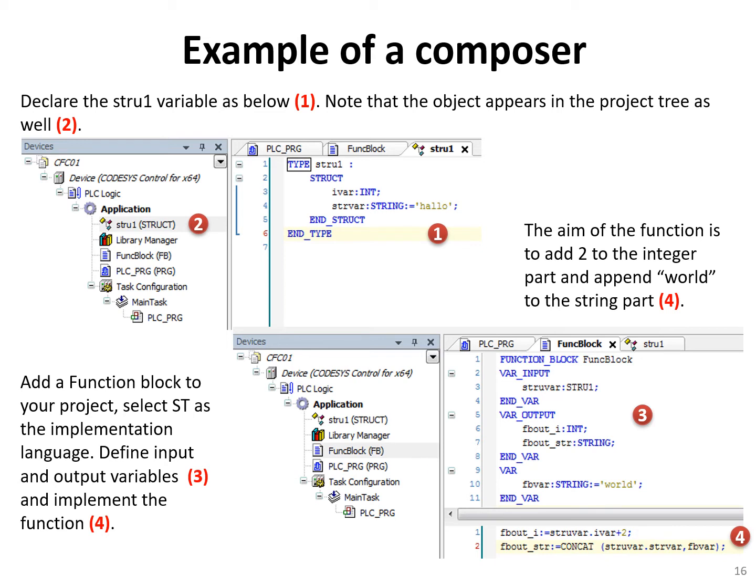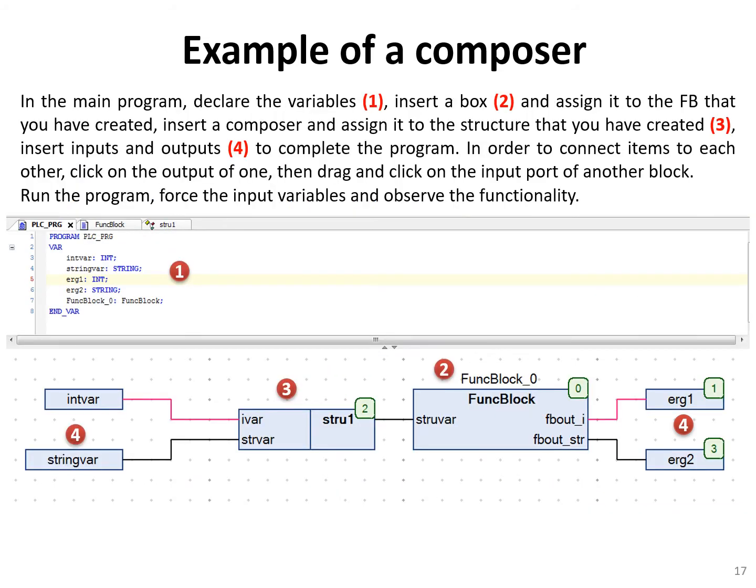Okay. This is a function block. This is one example here to start with programming of CFC. Now you have one function block, and in the main PLC programming environment, we want to use CFC. In the main program, declare the variable. Here, you declare variable, insert the box, and assign it to the FB that you have created.